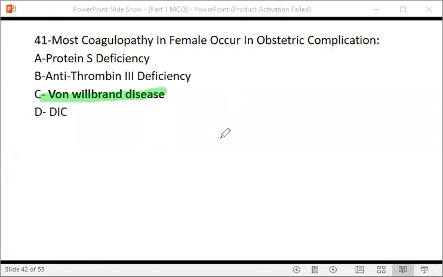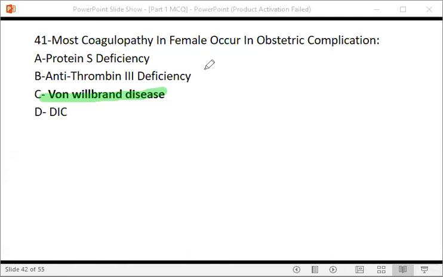الفون ويلبراند ديزيز هو autosomal dominant. تمام؟ غالبا يترافق مع prolonged bleeding time, normal platelet function, prolonged PTT, لكن not always. لكن it's actually three types. PTT will be prolonged in type 3.